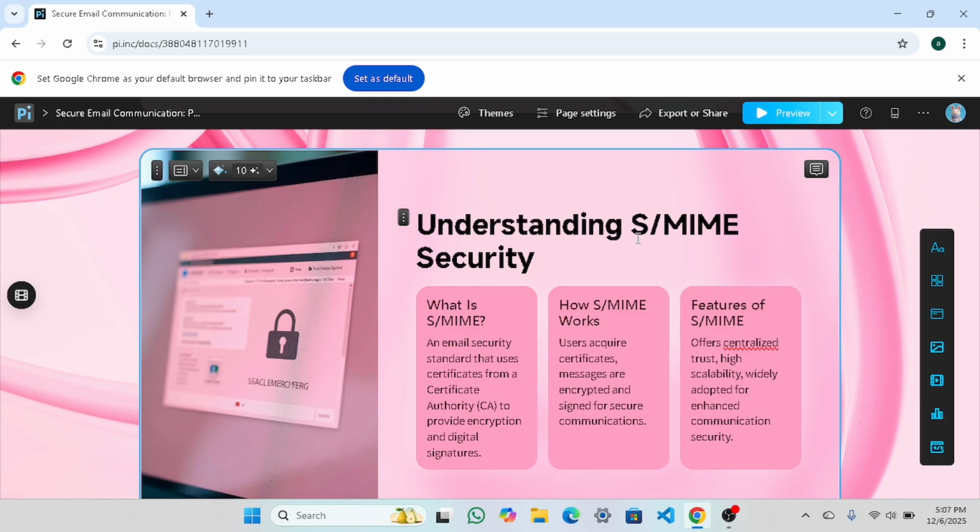Now, understanding S/MIME security. What is S/MIME? An email security standard that uses certificates from certificate authorities to provide encryption and digital signatures. How does it work? The user acquires a certificate, and messages are encrypted and signed for secure communication. What are the main features? It offers centralized trust and high scalability, and is widely adopted for enhanced communication security.